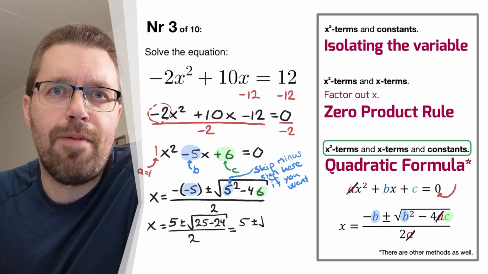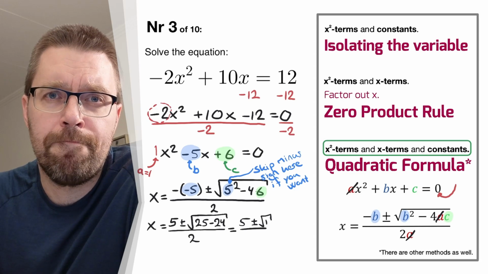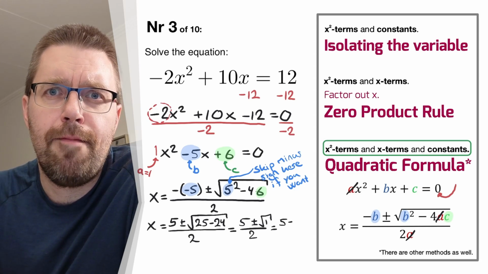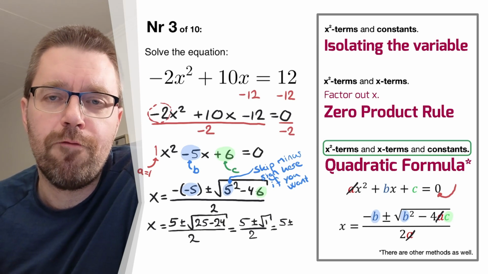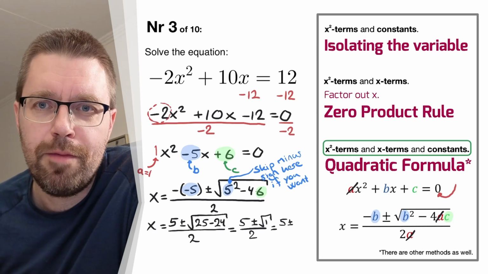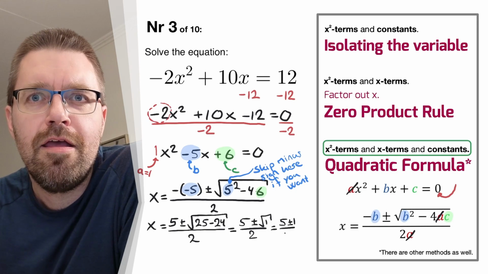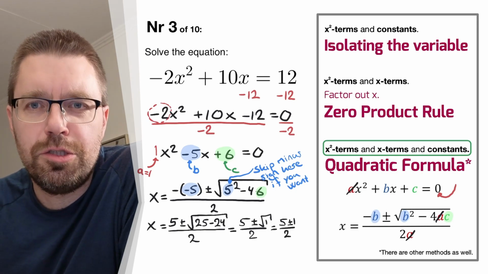And this will be 5 plus minus square root of 1, and then divide by 2. And the square root of 1 equals 1, because 1 times itself is 1. So here we have the two solutions.